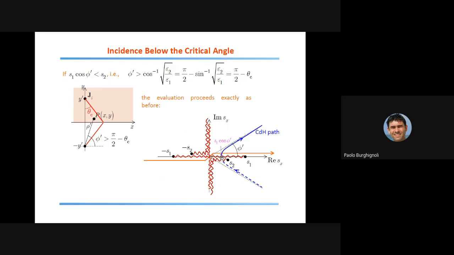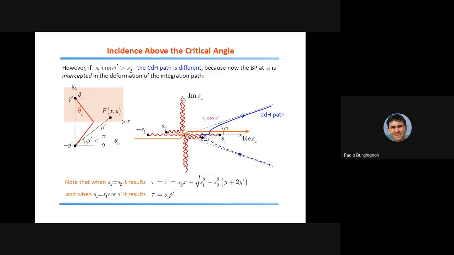This is the Cagniard-de Hoop path, and so you obtain the evaluation of the time domain waveform exactly as before. However, there is another case, the case when your point is outside that triangle. So in this case, the angle phi prime is less than the complement of the critical angle. Now in this case, S1 cosine of phi prime is larger than S2. So as you can see, your hyperbola is located on the right of the branch point S2.